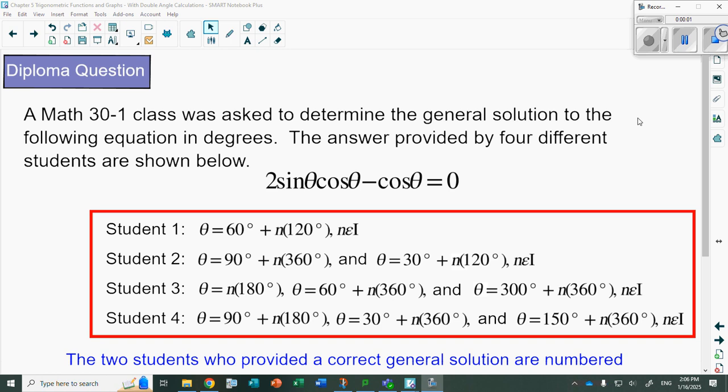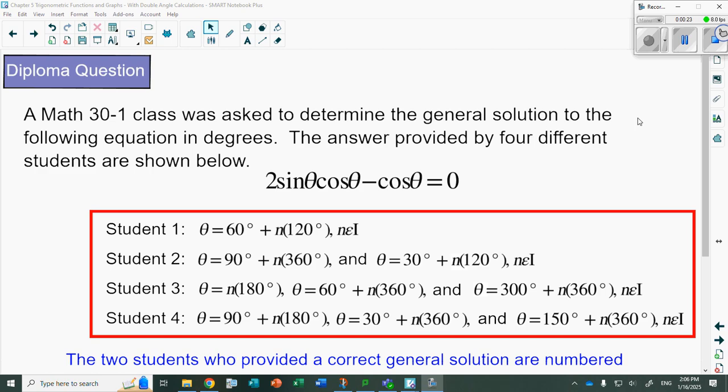I found this tremendous diploma question. You've got to see this. Read it. Go. A Math 30-1 class was asked to determine the general solution for the following equation in degrees. Now, remember, you're dealing with degrees, not radians anymore. Okay? So, answers were provided by 4 different students, all shown below. Student 1, student 2, student 3, student 4.